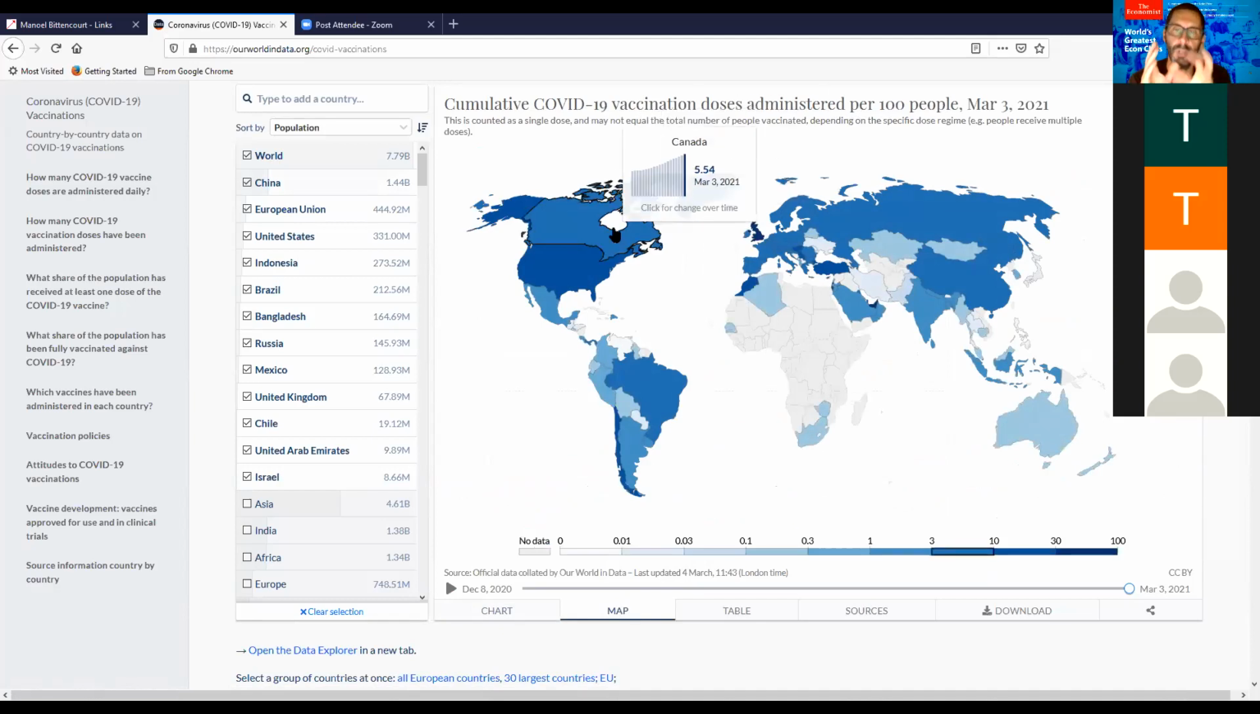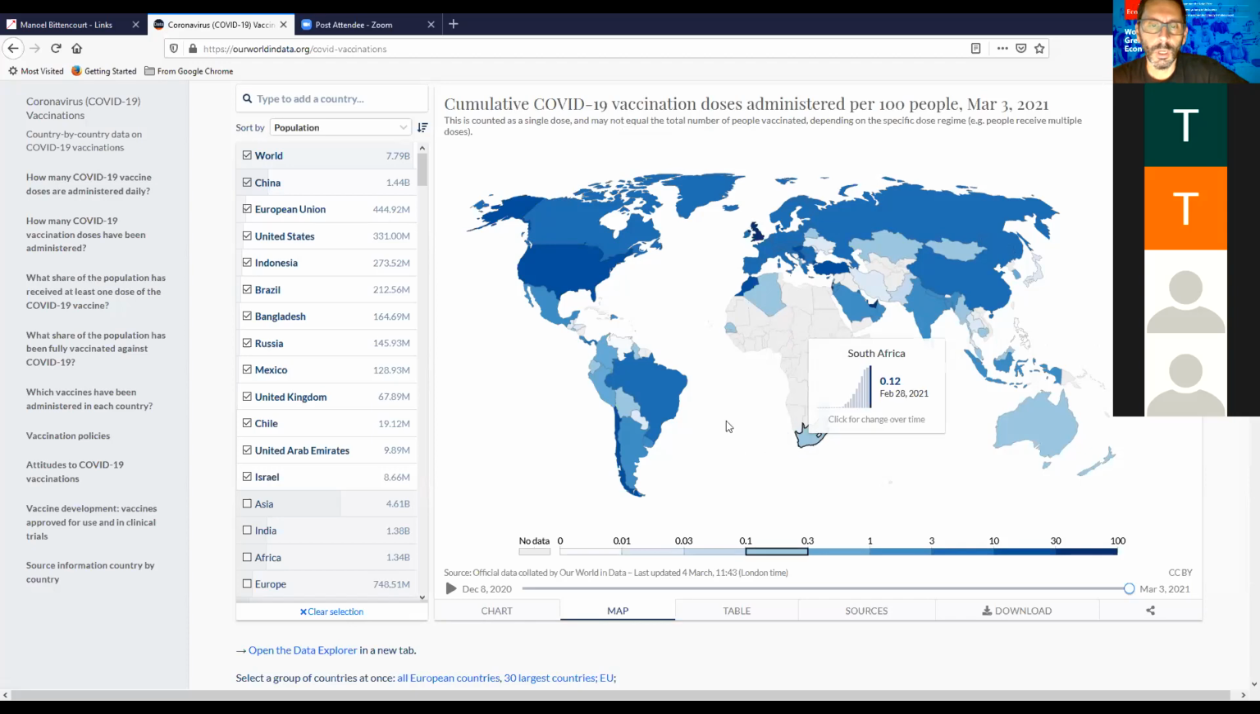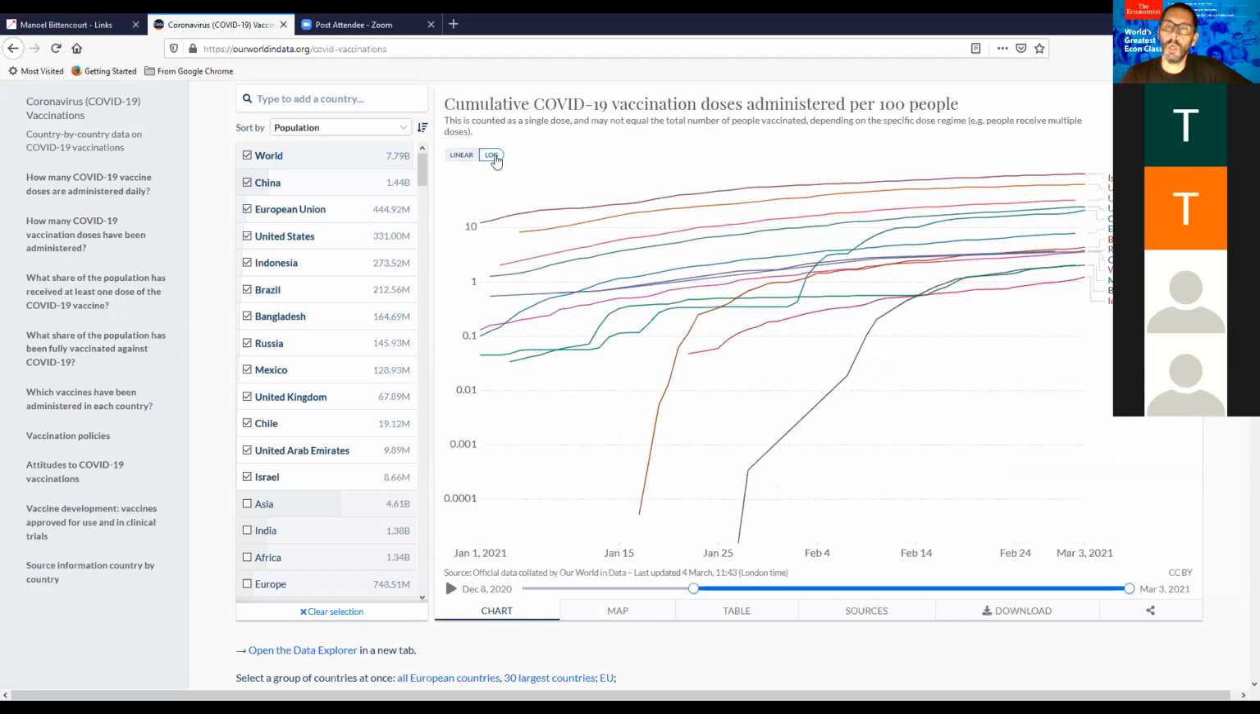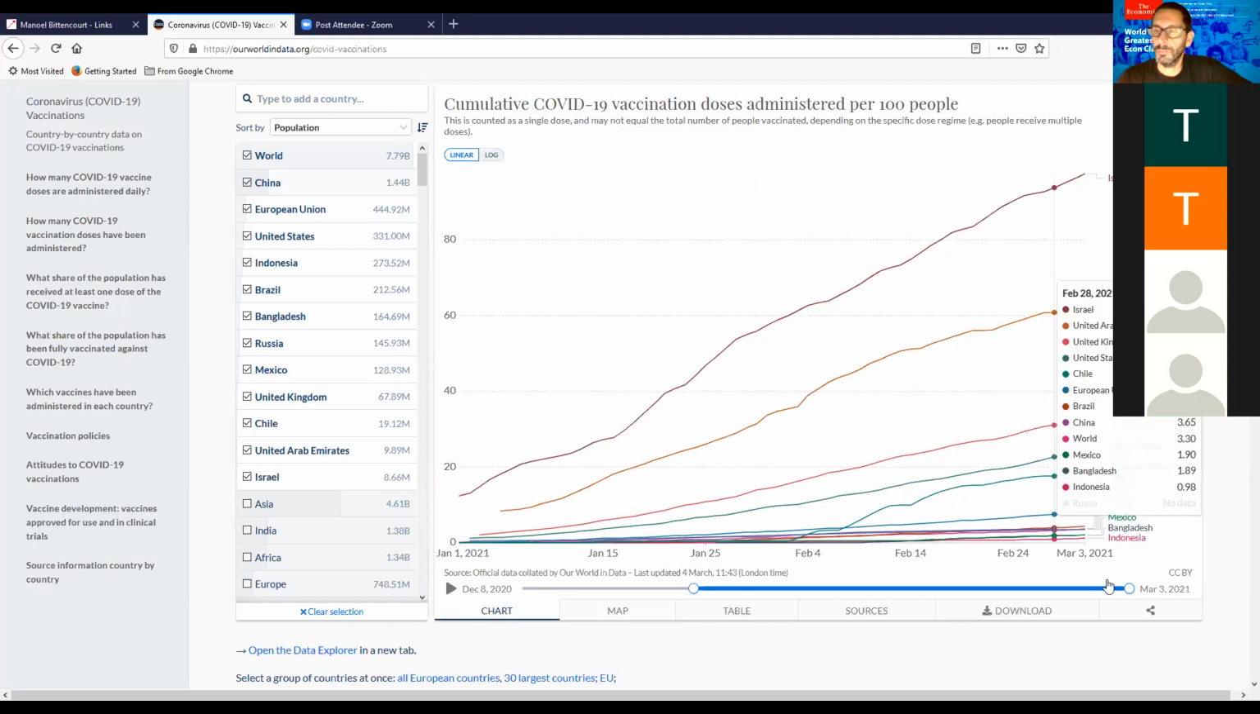This map is really based on data. You can map your data into a map. So you can do that in Stata and in R. And I think Matt is going to show you how to do that. And I'm going to show you how to do that when I replicate my own paper with you, because I also have a map. There's the chart. You can have linear or logs. Linear sounds better.